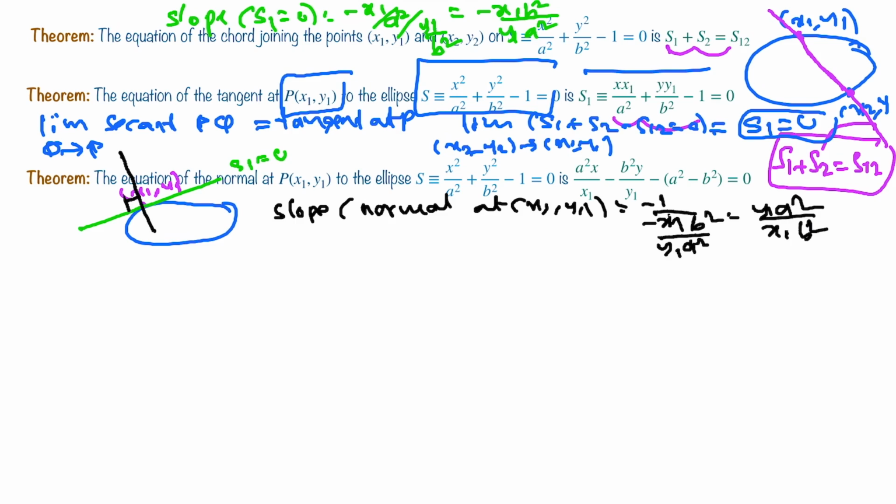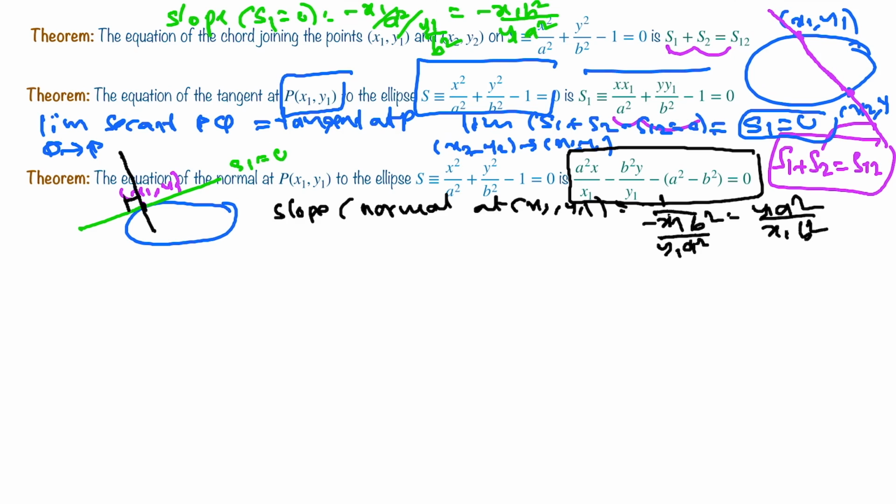Now the normal line is simply going to be the line passing through x1, y1 having this slope y1 a square by x1 b square. If you find that line, that will be this line: a square x by x1 minus b square y by y1 minus of a square minus b square equal to 0. Feel free to verify that.